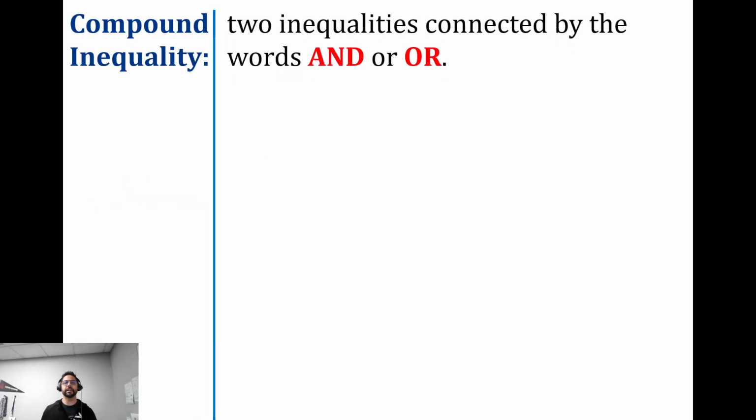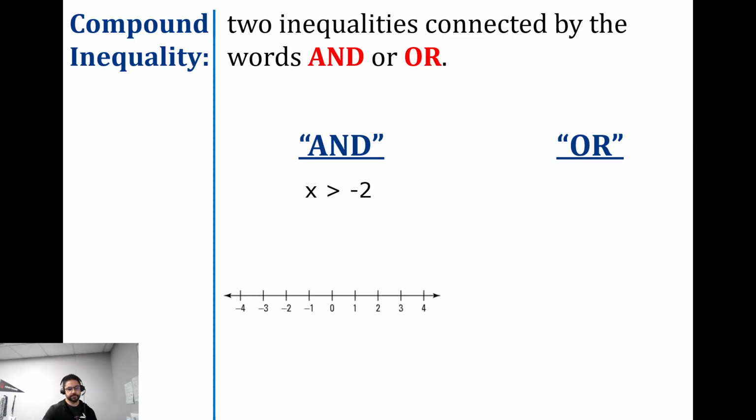All right, compound inequality. We've got two possibilities, and or. Now for the and, there's actually two ways that it can look. We're just going to go ahead and present one, which is a little bit more basic. And then or, there's really just one way it can be written. So for an and compound inequality, it says x is greater than negative 2 and x is less than or equal to 3.